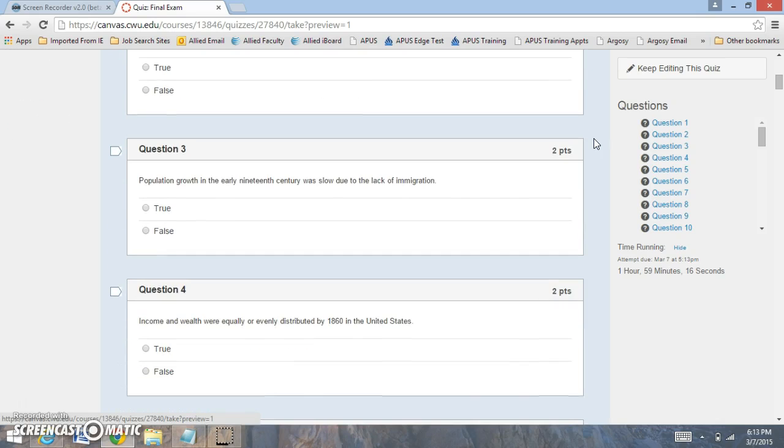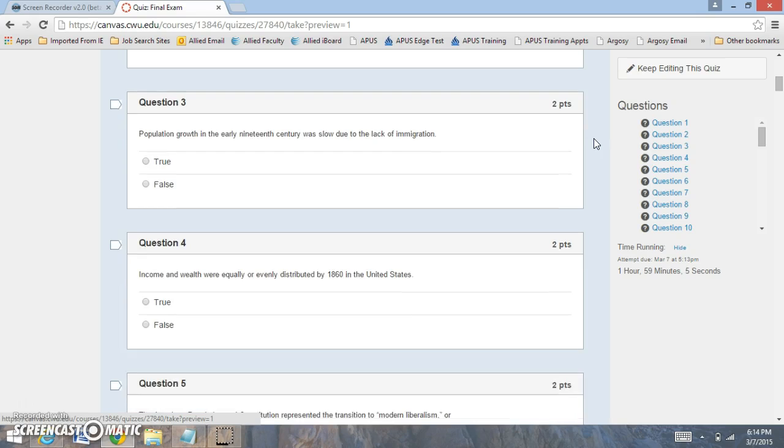Now, look at question 3. Population growth in the early 19th century was slow due to the lack of immigration. And immigration is one way that an economy is able to grow, so that's a key factor.